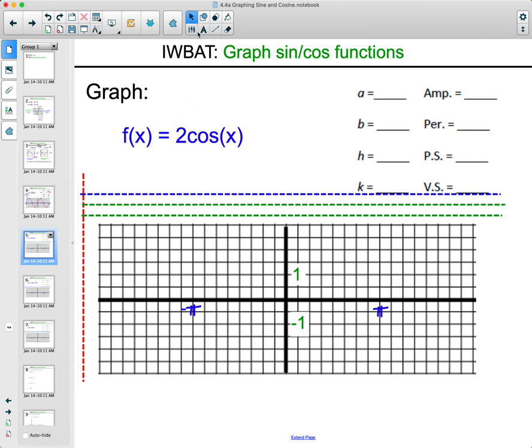Next one, 2 cosines, so this one's going to be very similar. Our amplitude, again, is the number in front of the cosine, so the amplitude is 2. We have a b value of 1, so the period is just 2 pi. We have an h value of 0, nothing added in there, so a phase shift of 0. We have a k value of 0 and a vertical shift of 0. The first thing that I should have done last time is deal with the period. This one's still a normal 2 pi period, so nothing is going to be that drastically different from last time.